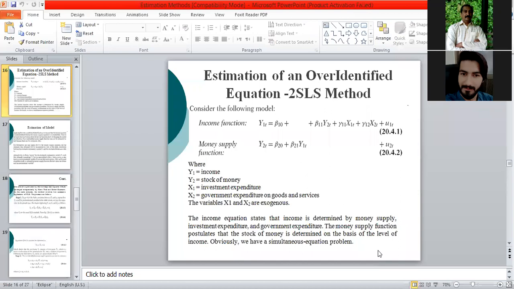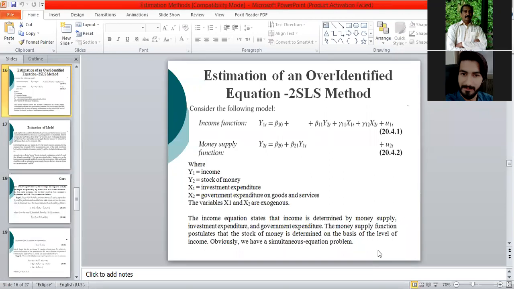Finally, we will discuss the estimation method of over-identified equations. An over-identified equation is estimated by applying the two-stage least squares method. So how can we apply the two-stage least squares method? To understand this, we pick a simultaneous equation model based on two equations.